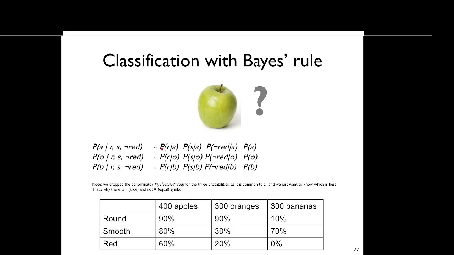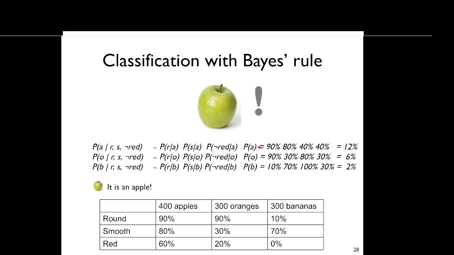And this amounts to the likelihood of R given A, S given A, not red given A, times the likelihood of A. Now, I put here a tilde because this is not an equal, because what I dropped was the division, and in the denominator there should have been P(R) times P(S) times P(not red), if we wanted to have the equal symbol. But since all of these three conditional probabilities have the same denominator, I removed the denominator and put the tilde symbol here instead of the equal symbol.